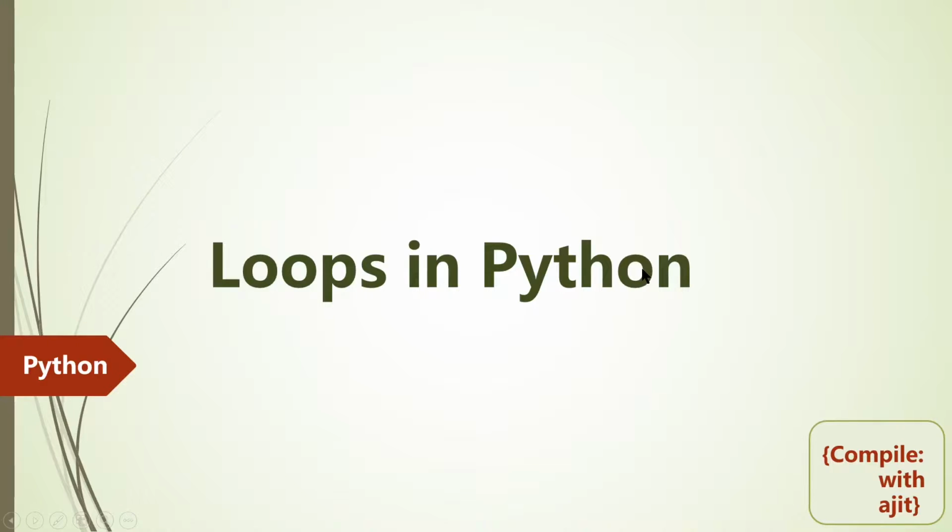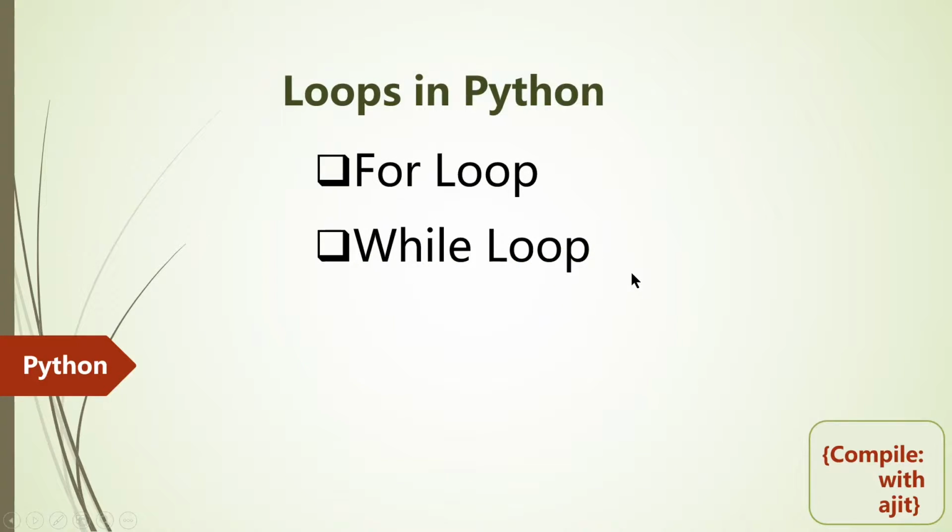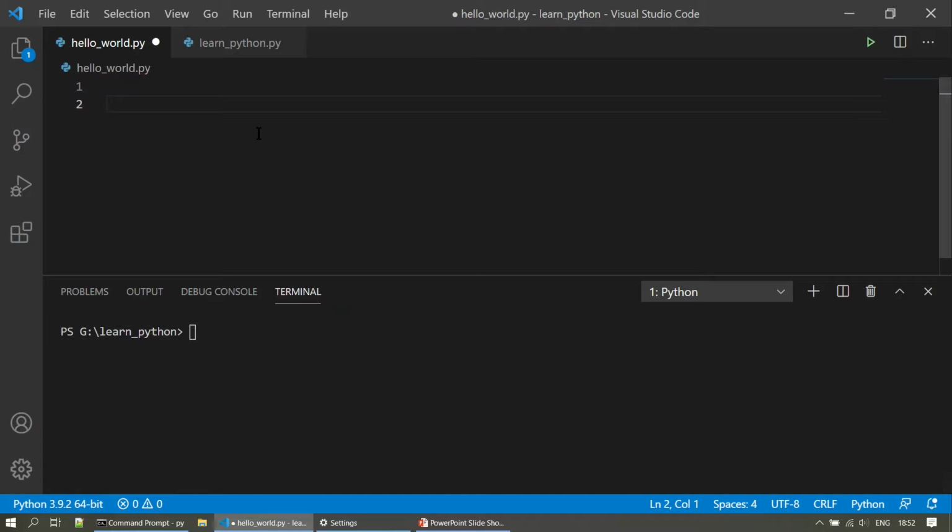So let's understand what types of loops there are in Python. There is a for loop and there is a while loop. In this particular tutorial we're going to take a look at for loops. Before we get into the for loop, let's understand one more thing, and that's called the range function.